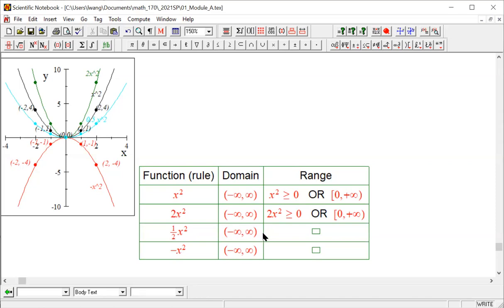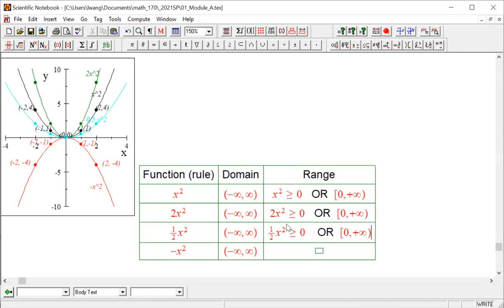For half x squared, it's the same thing. It's still greater than or equal to 0. Or you can use interval notation, which is from 0 to infinity.